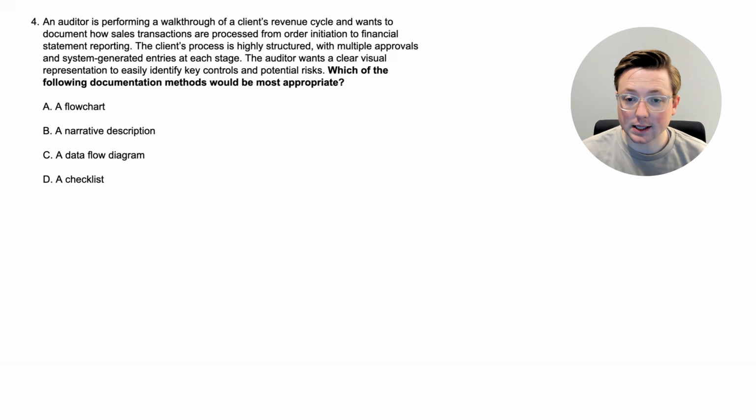The client's process is highly structured, with multiple approvals and system-generated entries at each stage. The auditor wants a clear visual representation to easily identify key controls and potential risks. So again, which of the following documentation methods would be most appropriate?